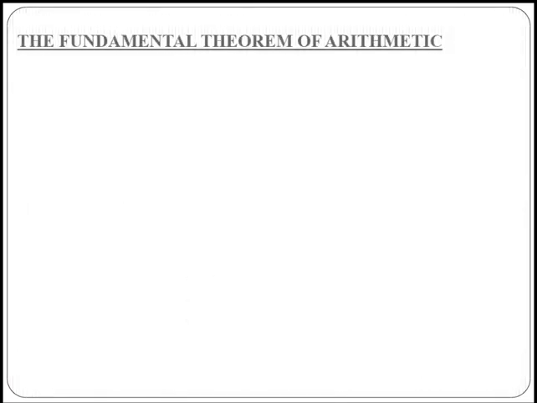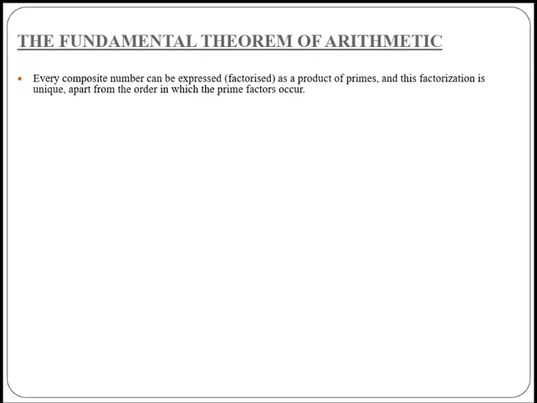What does it say? It says that every composite number can be expressed or factorized as a product of primes. And this factorization is unique apart from the order in which the prime factors occur. That means, let us take an example, 24. When we find the factors of 24, we will get 2, 2, 2 and 3. So 24 we can write as 2 into 2 into 2 into 3. Otherwise, we can write it as 3 into 2 into 2 into 2. We will get the same number, 24.